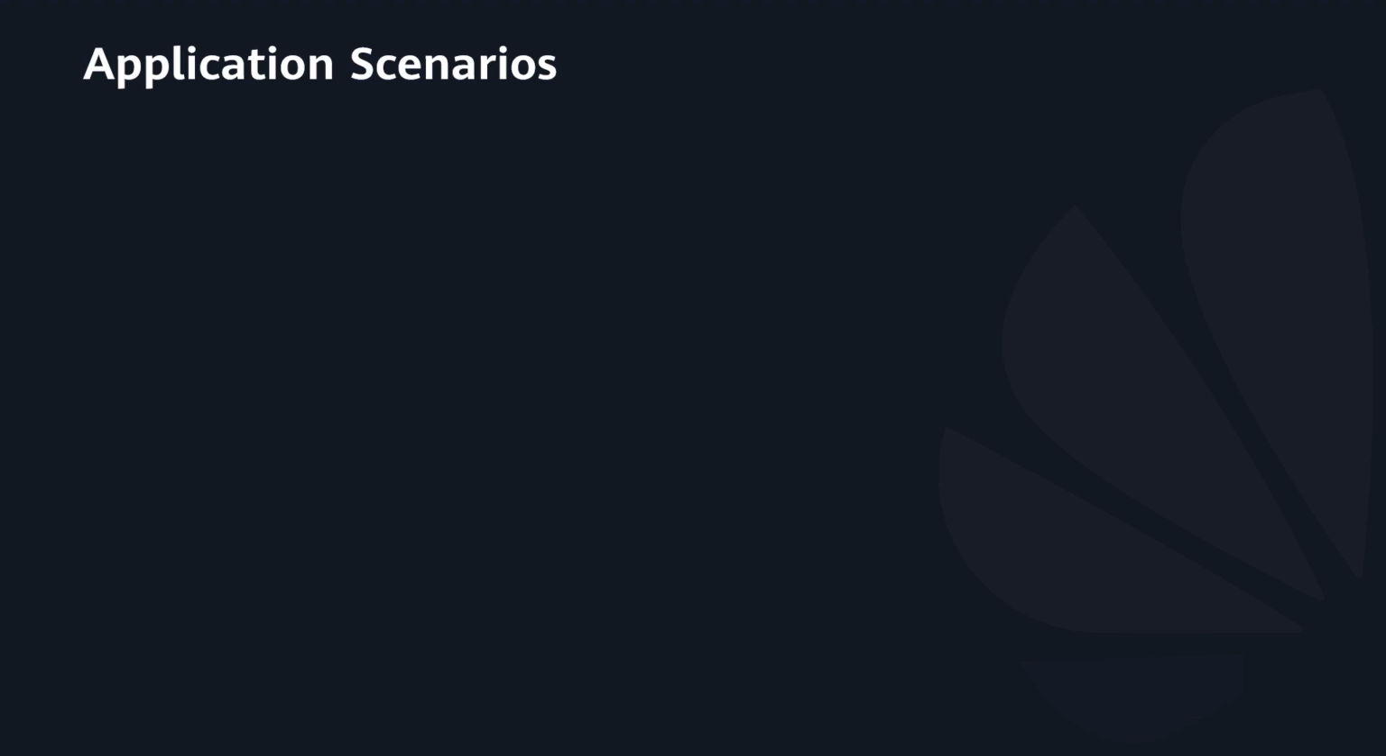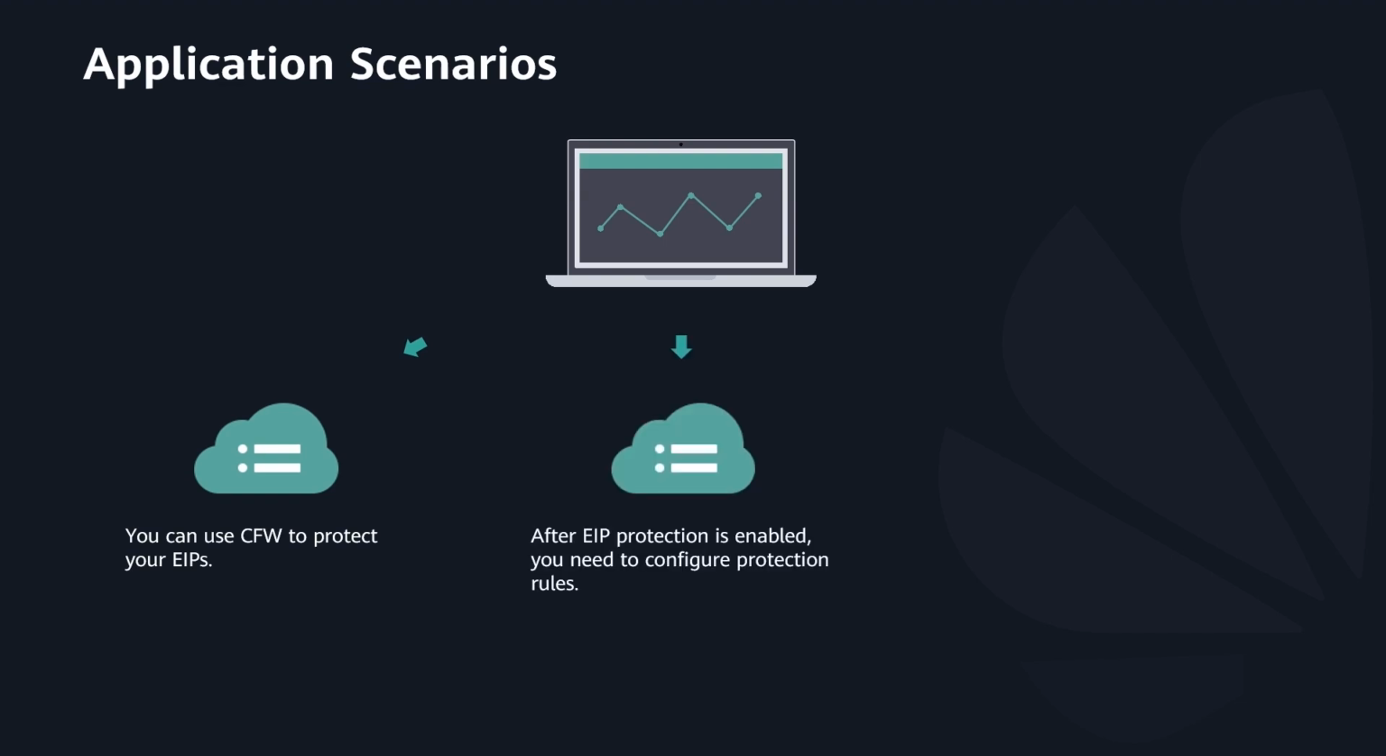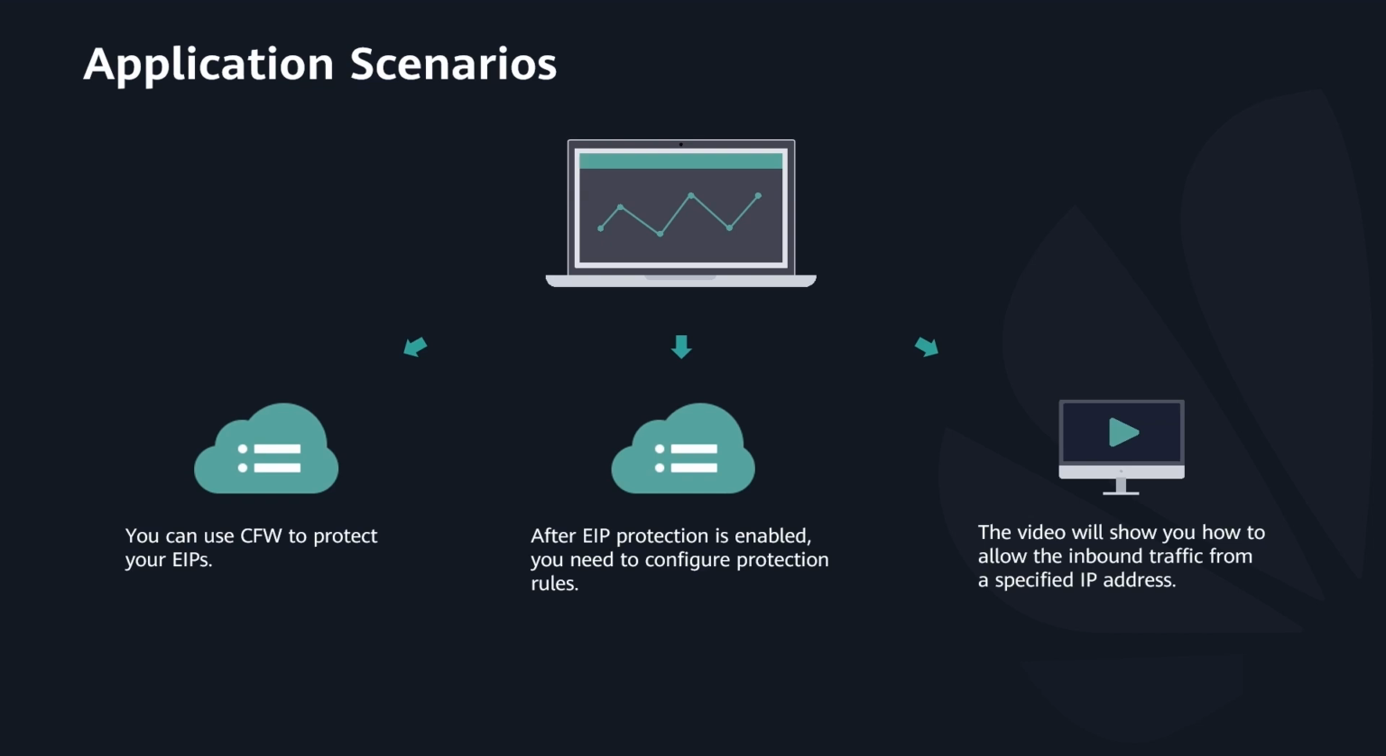Huawei Cloud Firewall Service Demonstration Video, allowing inbound traffic from a specified IP address. You can use the CFW to protect your EIPs. After EIP protection is enabled, you need to configure protection rules to implement the protection mechanism. This video demonstrates how to allow inbound traffic from a specified IP address.